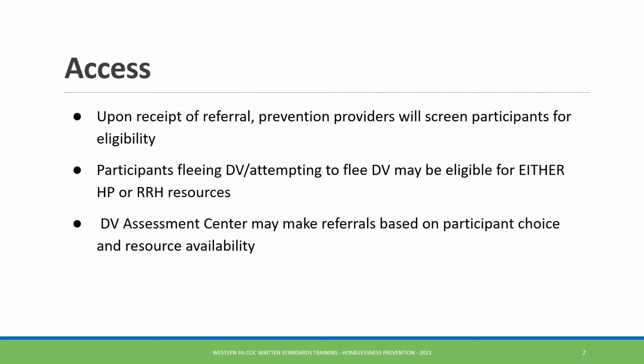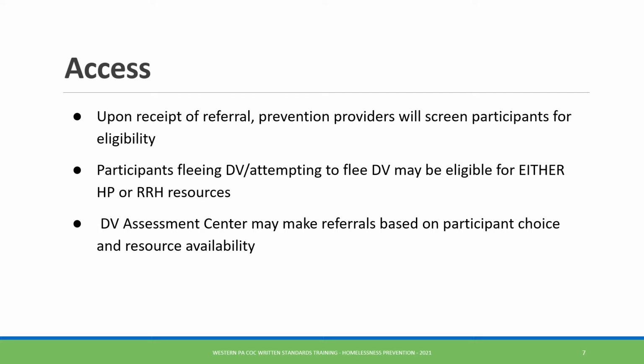Participants fleeing domestic violence or attempting to flee domestic violence may be eligible for either homeless prevention or rapid rehousing resources, depending on their specific housing situation and the funder of those resources. The DV Assessment Center may make referrals based on participant choice and resource availability. Now, another note regarding DV is that for ESG, HP, or CoC Rapid, the person fleeing DV does not have to be literally homeless.